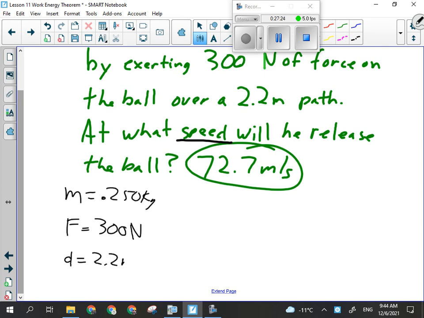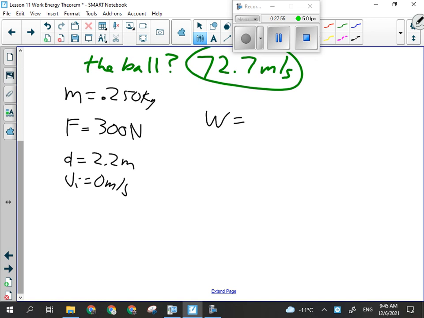Now, is that path a straight line? No, and it doesn't have to be either. It's just the distance over which the force is exerted. In a baseball pitch, there's all kinds of changes in direction of the ball, right? It bends the person's arm back. It's not a perfectly straight line, but it doesn't have to be. At what speed will he release the ball? And we already said we assume, since they didn't tell us otherwise, and from the context of the question, that vi would be 0. What kind of energy is changing here?